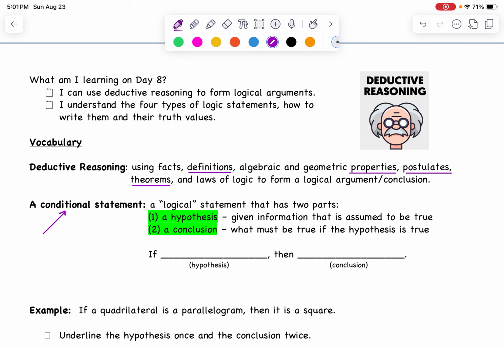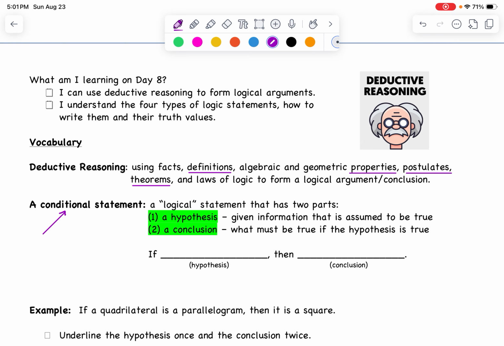Our world pretty much runs on if-then statements, whether we know it or not, like advertising for companies. Like, if you use our toothpaste, then your teeth will be brighter, right? A lot of the stuff we buy and that is advertised in the real world kind of runs off of this premise. Okay, so here we go. We're just going to talk about an if-then conditional statement. This one says, if a quadrilateral is a parallelogram, then it is a square.